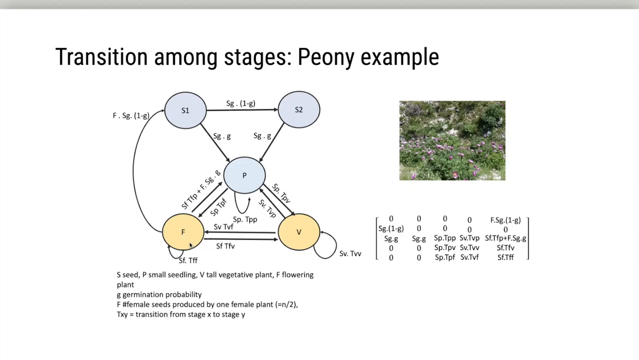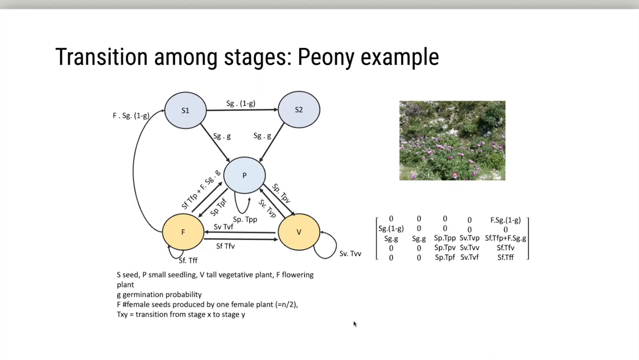And you can model the transitions of individuals in between the different stages in the population. So that's called transition probabilities. So for example, TPP is the probability to be a small plant and to remain a small plant. TVF is the probability to be a vegetative tall plant and to become a flowering plant the next year. So you can model the transition between the different demographic compartments in the population.